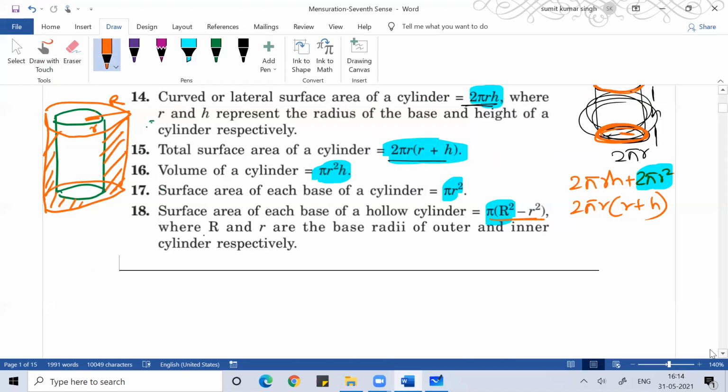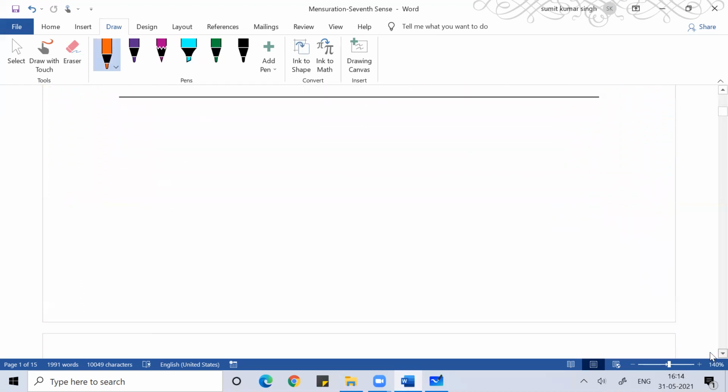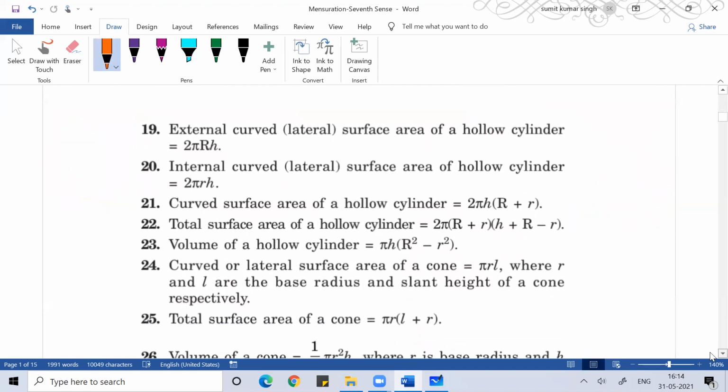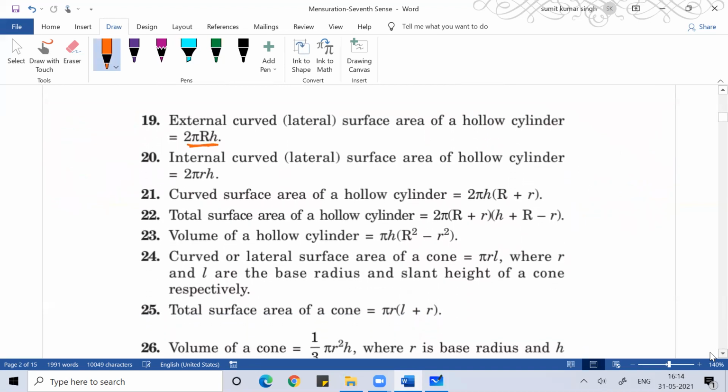So going further, we can discuss the external surface area and lateral surface area of a hollow cylinder. You understand 2πRh is the external surface area, and the internal lateral surface area would be 2πrh, which is self-explanatory. The curved surface area of a hollow cylinder is 2πh(R + r). So you understand this curved surface area: here you include the external surface area plus the internal surface area. The only difference parameter here is the value of r, so you include both of them here.